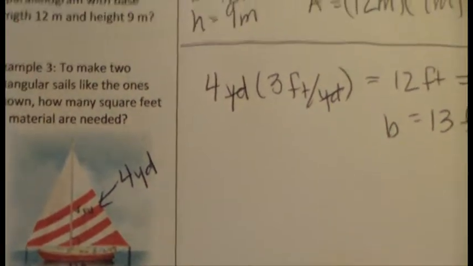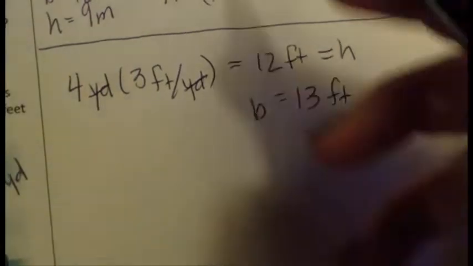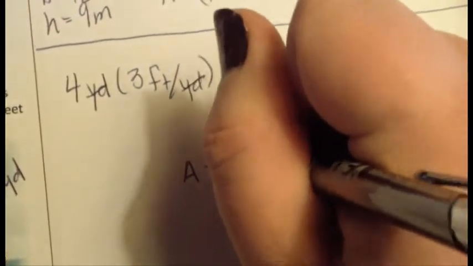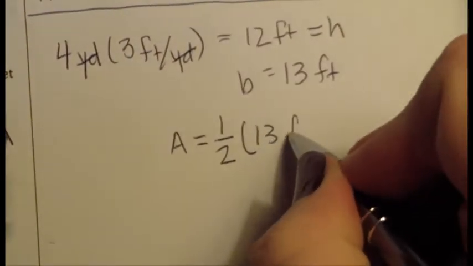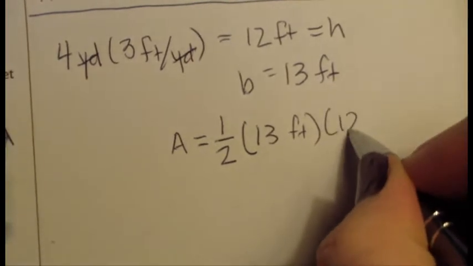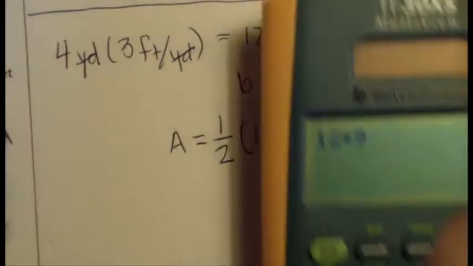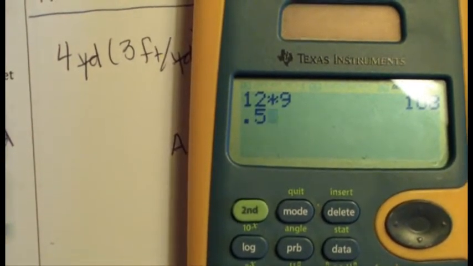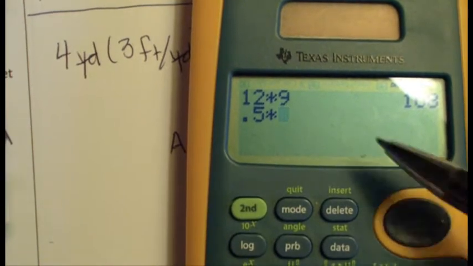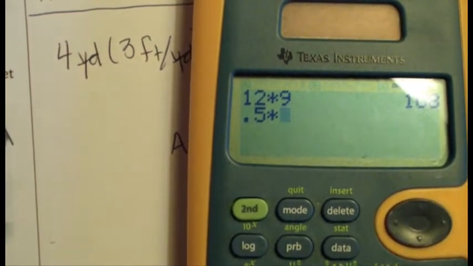So now that we have both measurements in feet, we can plug it into our formula and get our answer. So remember, for a triangle, it's 1/2 base times height. So 1/2, 13 times 12. We can plug that into our calculator. So I use 0.5 for 1/2. You could use the fraction button and do 1/2 if you like, but 0.5 is the same as 1/2.